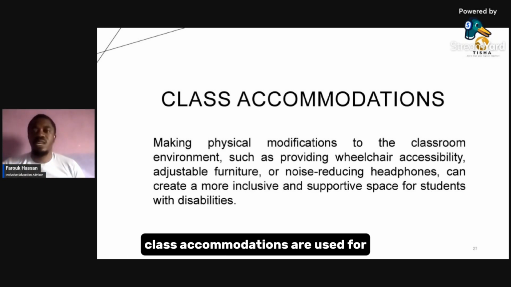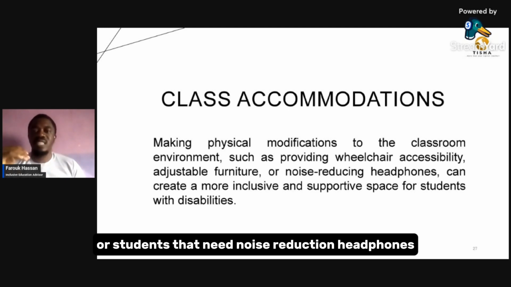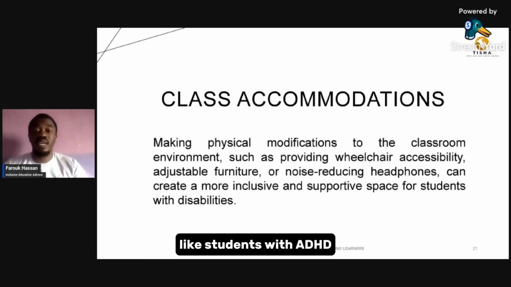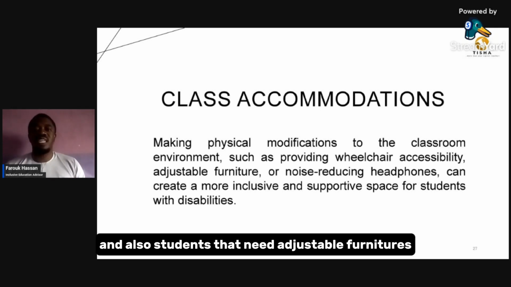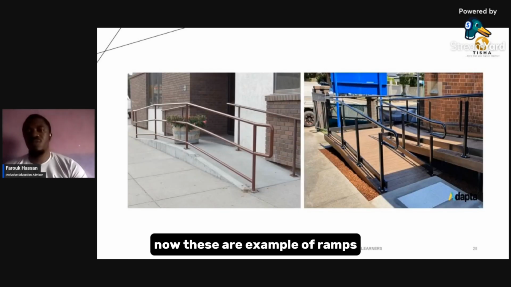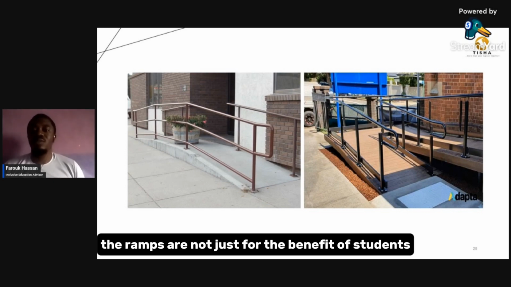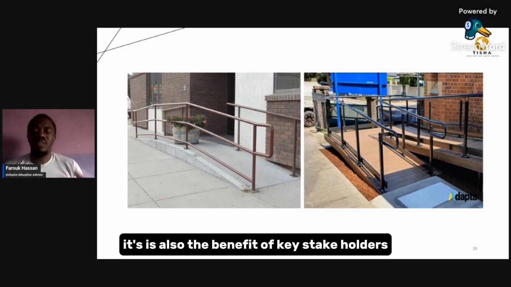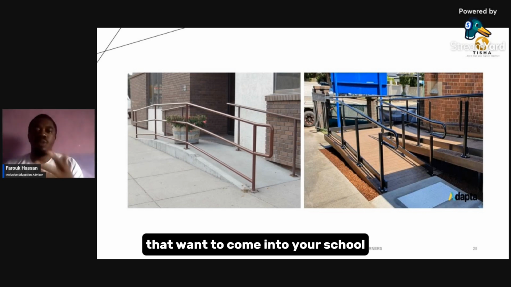So class accommodations are used for students with physical impairment, or students that need noise reduction headphones, for example, students with ADHD, and also students that need adjustable furniture. Those are forms of class accommodations. Now, these are examples of ramps. You can start not just for the benefit of students. It's also for the benefit of key stakeholders that want to come into your school.